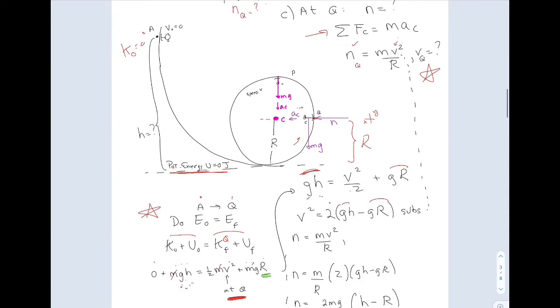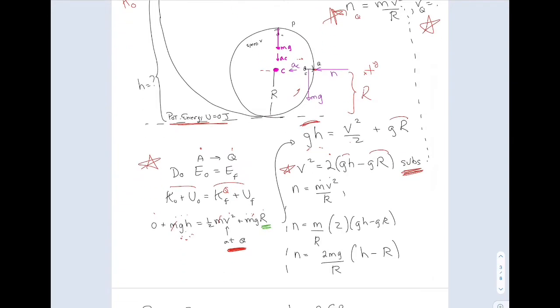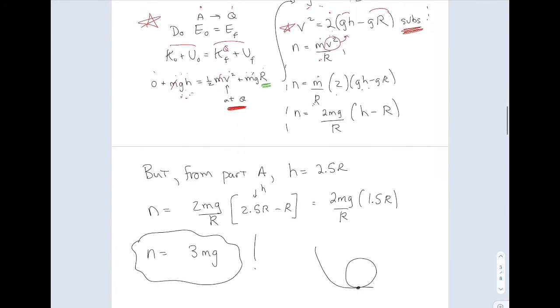Okay, so now I have v squared, and I substitute that back right into there. So normal force right there is mv squared over r, and this is my v. So my normal force is m, there's the r, and there's a 2, and then there's my v squared. So v squared is this whole thing, 2gh minus gr. So I brought the g outside, factored out the g, okay?